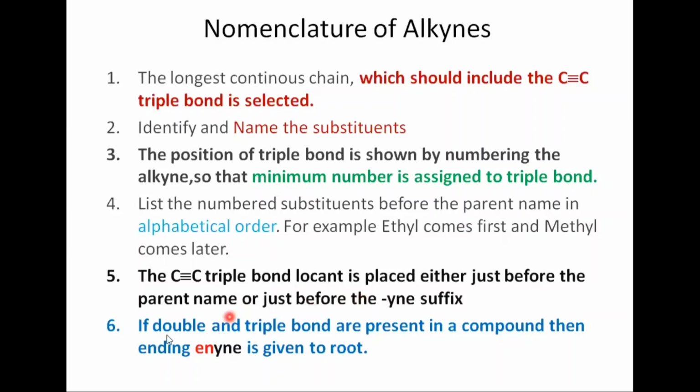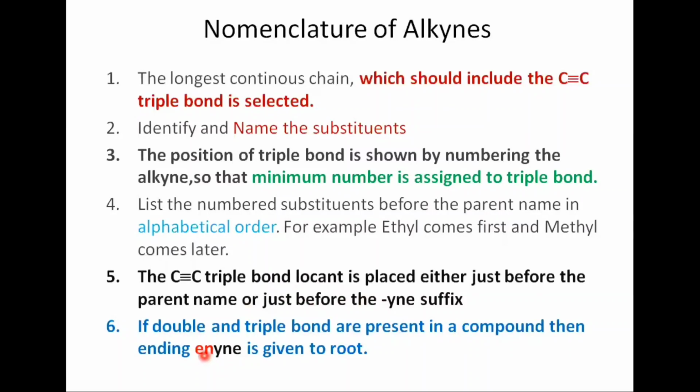So the sixth important point is that if double and triple bonds are present in a compound, then the ending -en-yne is given to the root. For example, if both double and triple bonds are present in a compound, then our target is that we should first assign the -ene name, the alkene. We first assign a name to the alkene, and after that we will assign the name to the alkyne.